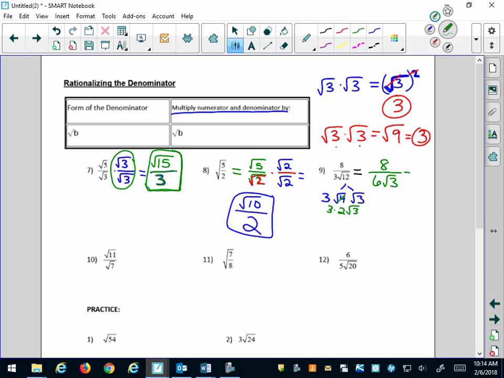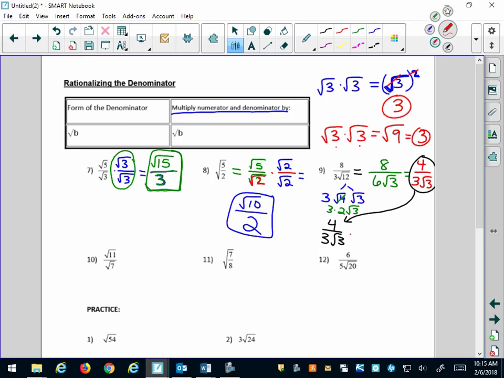Now I want to simplify even more because I've got an 8 on the top and a 6 on the bottom, and both of those can be divided by 2. So I'm going to make this 4 over 3 root 3. So always simplify first. Well, that's great. We have 4 over 3 root 3 now, right? But we have to rationalize the denominator because we can't leave it with a root 3 on the bottom.